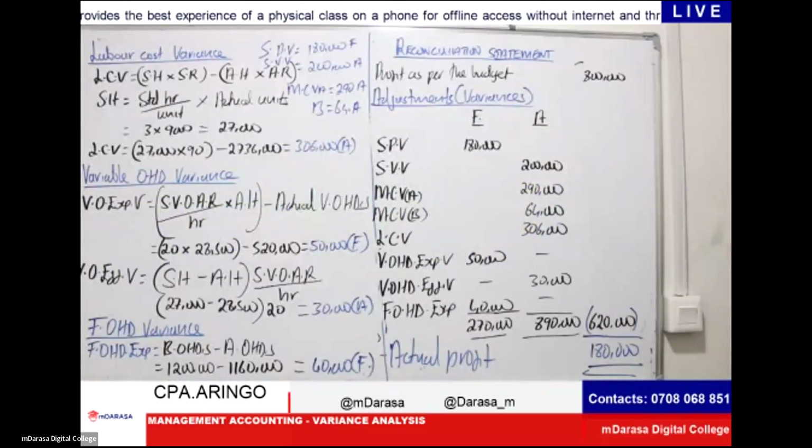In this case, whatever we've done, we've simply done our reconciliation statement from the budget that we had computed. This is what the variance entails actually. These are all the basic variances. It is not complicated. It's as easy as that. Any question on that?